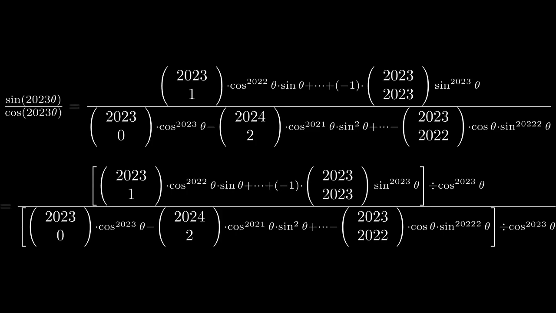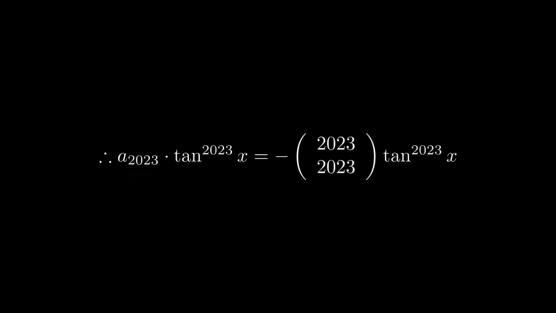But please pay attention here. I don't have to describe every term in terms of tangent. What we are interested in is just the coefficient of tangent theta to the power of 2023. So as you can see, we only have to work with the last term in the numerator, sine 2023 theta over cosine to the power of 2023 theta, so that it becomes tangent to the power of 2023. This will yield a coefficient of -1 times 2023 choose 2023, which is essentially just -1.